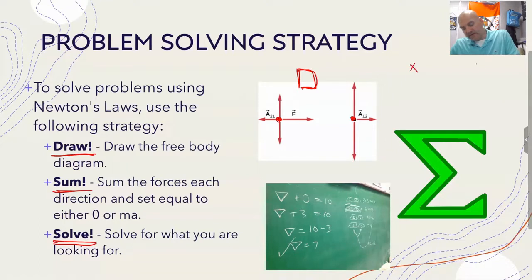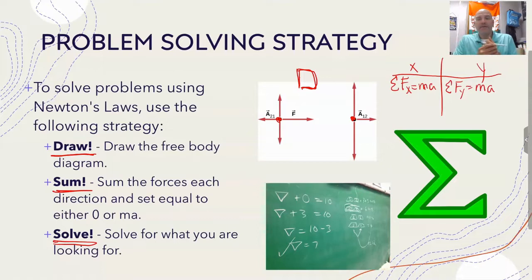Typically, I like to have students do an XY chart, okay? And we would simply say the sum of the forces in the x is m times a. Sum of the forces in the y is m times a. Now, if it's equal to 0, instead of writing m times a, you can simply write 0, okay? And then you can go down and write the vector sums. So if we're looking at the free body diagram here to the left, then I would have F minus A21 equals ma.